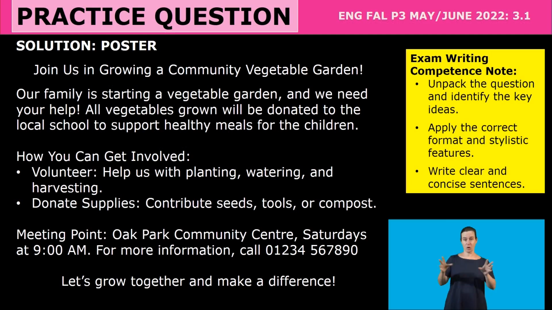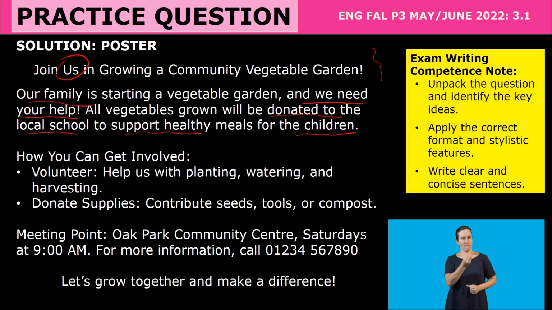We start with a headline on the poster. Join us in growing a community vegetable garden. The word us includes the community and makes your writing more inclusive. Our family is starting a vegetable garden and we need your help. Here is a call to action. All vegetables grown will be donated to the local school. It's very important to give this information as it is part of the question. This is to support healthy meals for the children.